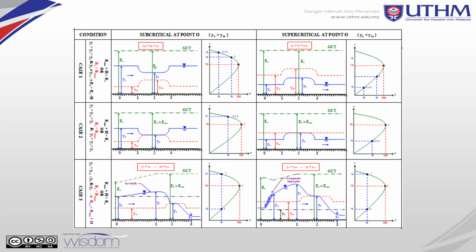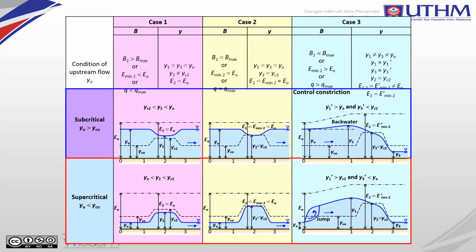This is case 1, case 2, and case 3 for supercritical and subcritical flow. The same applies for case 1, case 2, and case 3, with the condition of upstream flow being subcritical or supercritical.